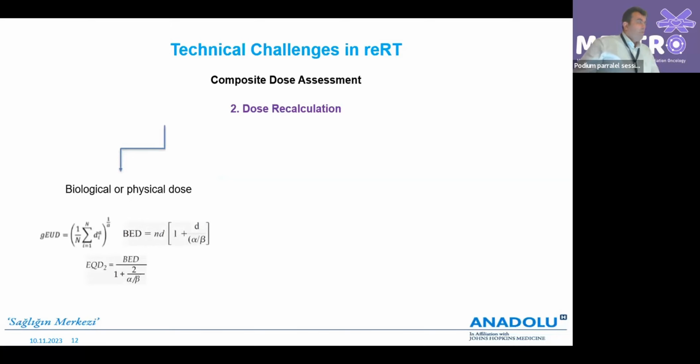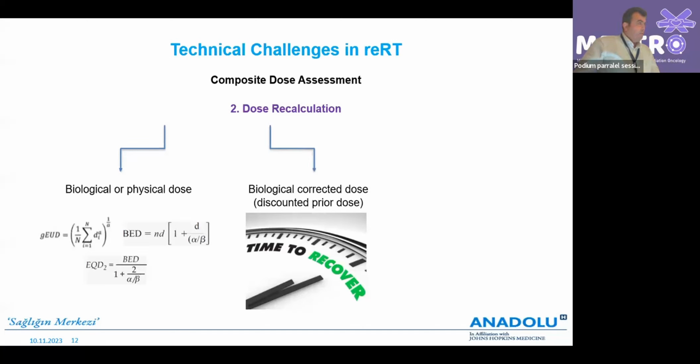I think these formulas, of course, but the problem is that there are some biological dose formulas and some physical dose formulas. So which is the effective one? Do we use the two equivalent quadratic model, or do we use a BED model? So we really have a problem calculating the dose here. And another problem is, do we use a biologically corrected dose, which means, do we need to discount the prior dose or not?